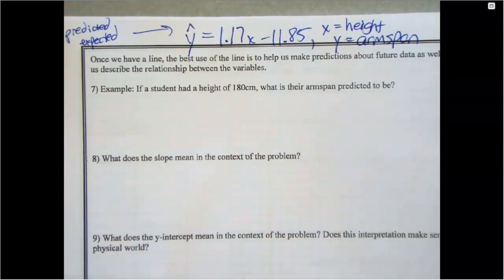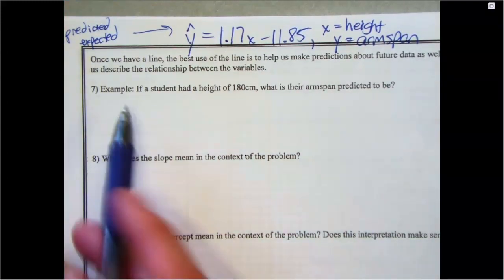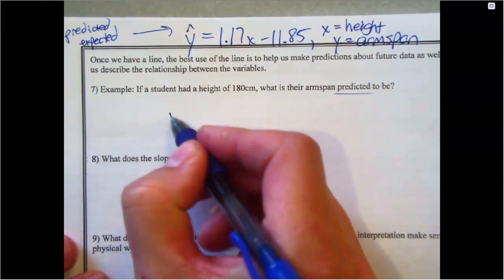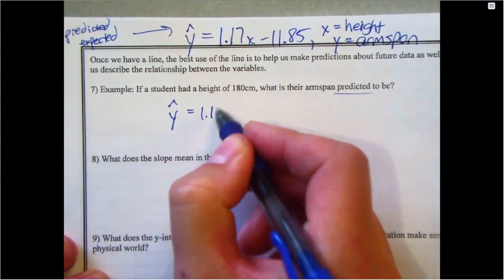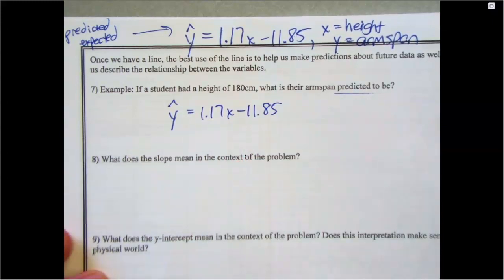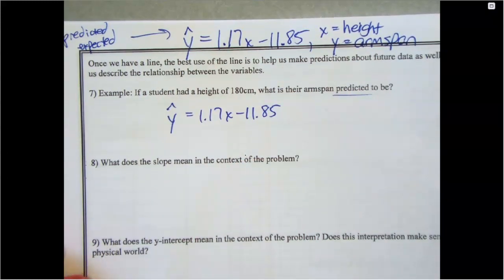Okay, so let's use it a little bit. Number 7, if a student had a height of 180, what is their arm span predicted to be? So our predicted equation is y-hat equals 1.17 times x minus 11.85. Do we have to adjust the 11.85? What do you mean adjust it? We probably don't have to change the 1.17, but we have to change the 11.85 because that's in inches.